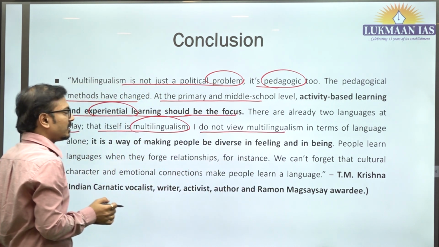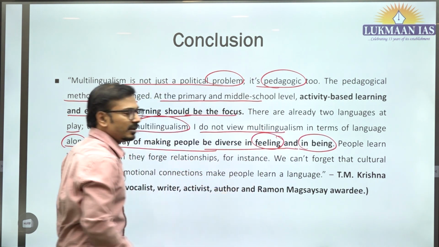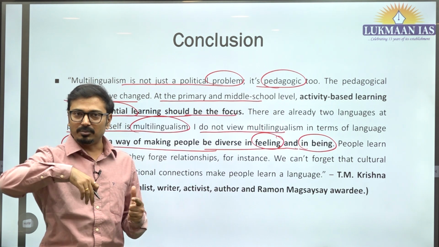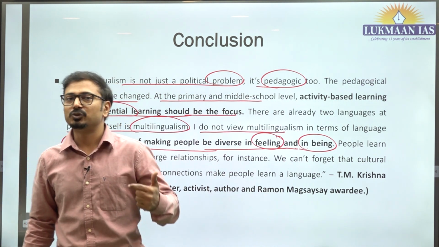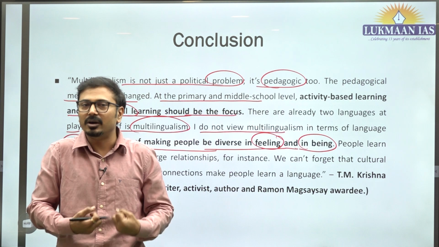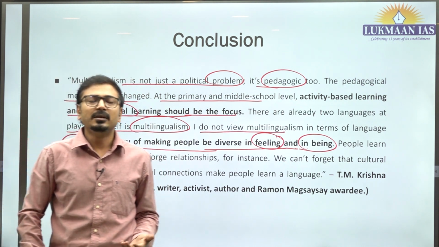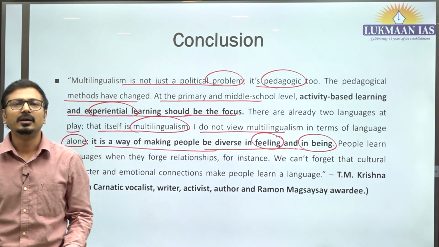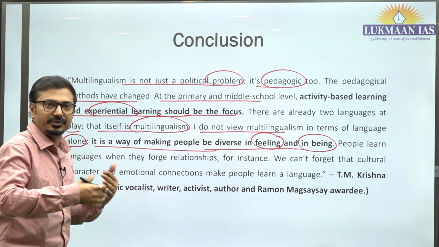I do not view multilingualism in terms of language alone. It is a way of making people diverse in feeling and in being. That means people-to-people connect, emotional connect, social connect, and it does not require proficiency in a language to connect emotionally and socially with other people. If people are connecting socially, economically and emotionally with people having another language, automatically there is an urge to learn that language. A very good example is people living in Mumbai. Those coming from Gujarat, Kerala, Karnataka, Tamil Nadu will learn the basic words of Marathi to interact with the Marathi people and carry out their business there. So it is a feeling of connectedness.